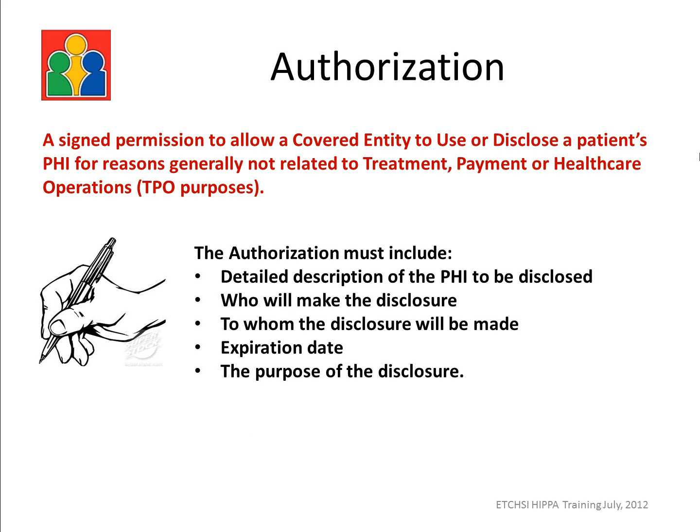Where the privacy rule requires patient authorization, voluntary consent is not sufficient to permit a use or disclosure of protected health information unless it also satisfies the requirement of a valid authorization.